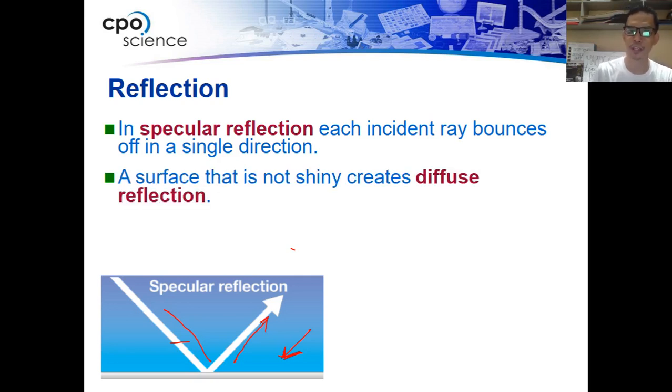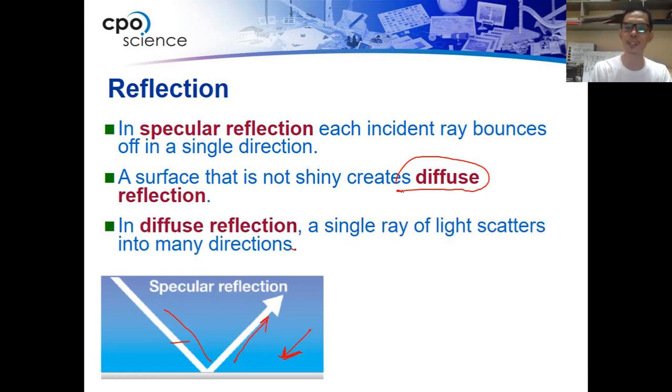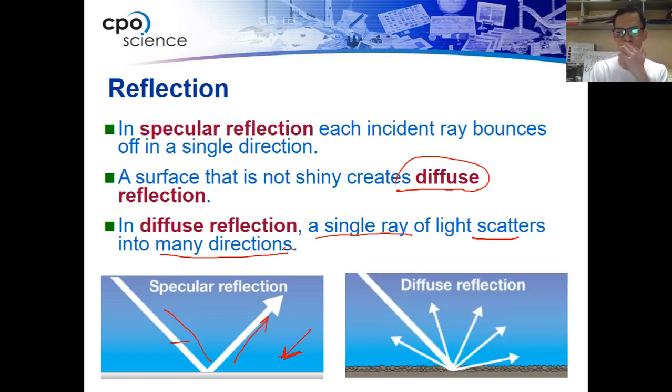Meanwhile, if the surface is not shiny, or should I say rough, there is what they call diffuse reflection. How does diffuse reflection differ from specular reflection? In diffuse reflection, a single ray of light scatters into many directions. Thus, the reflected rays are scattered in too many directions.